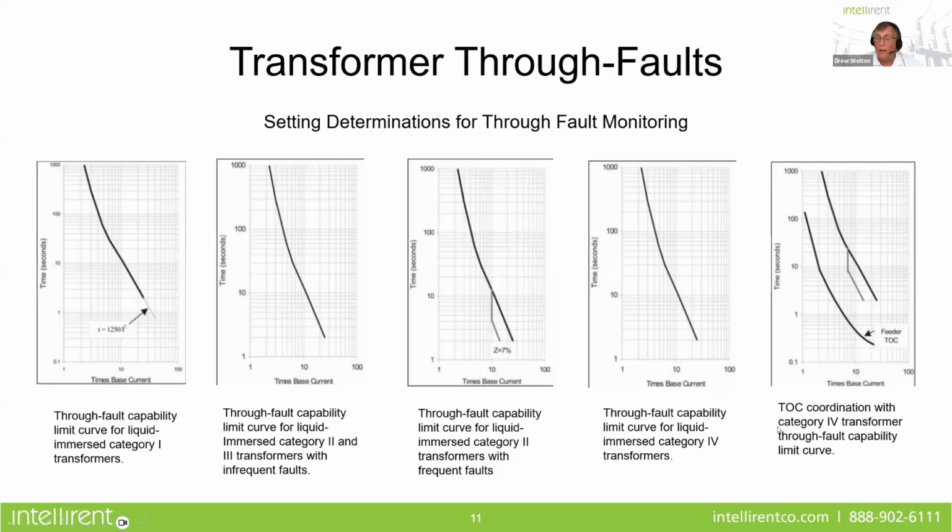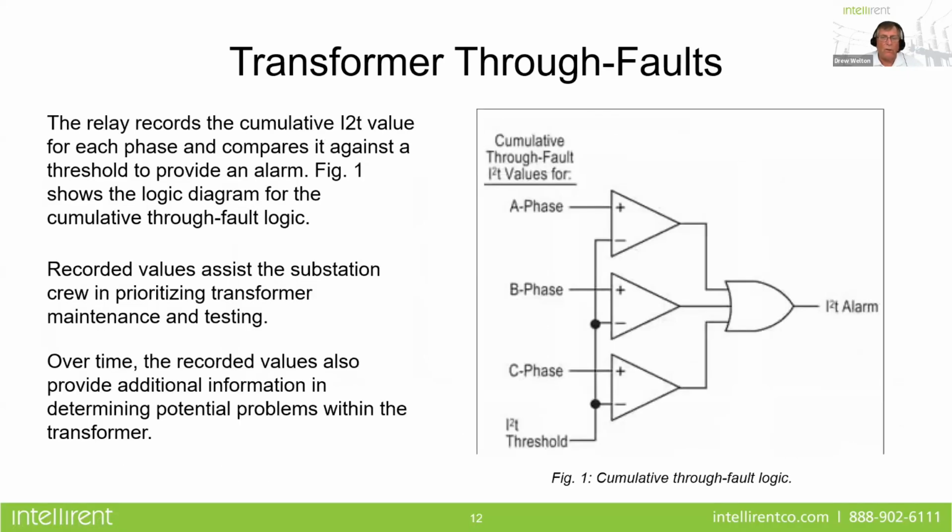And then, of course, in high voltage where you have a category 4, we want to coordinate with your time overcurrent relay, so rely on your OEM to do this for you. So here's kind of what the logic looks like. The relay is recording a cumulative I squared T value for each phase and compares it against the threshold to provide an alarm. These recorded values could assist a substation crew in prioritizing transformer maintenance and testing.